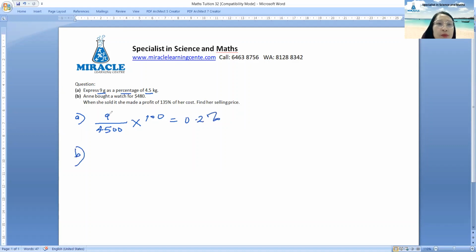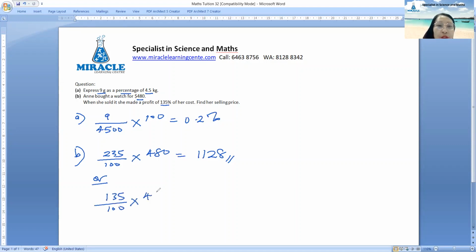So B, Anne bought a watch for $480. When she sold it, she made a profit of 135% of her cost price. So it's 135% of her cost price. So it's actually 235 over 100 times 480. So actually her selling price is $1,128. Or if you're unsure of this method, you can take 135 over 100 times 480.